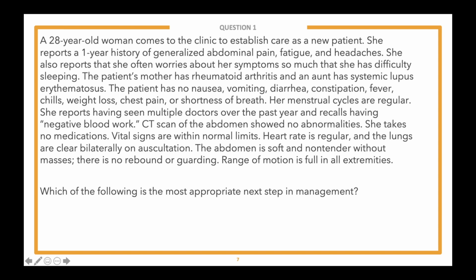Once we read the lead-in, we'd like to ask our students how many steps they believe this question will require. An example of a one-step question could be, what is the diagnosis? An example of a two-step question could be where they ask you, what is the treatment for a diagnosis? And an example of a three-step question could be where they ask you, what is the mechanism of action for a treatment for a diagnosis?